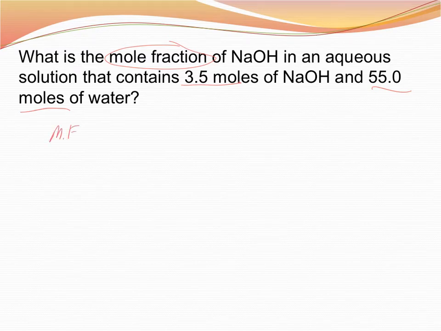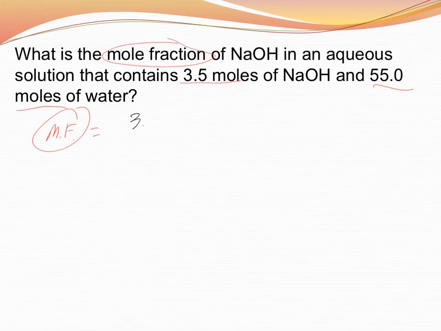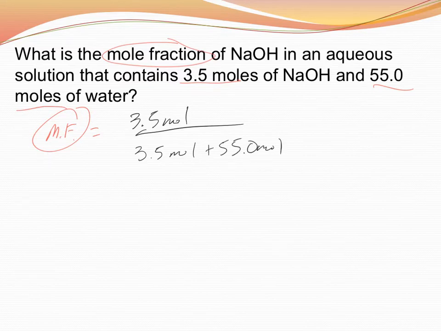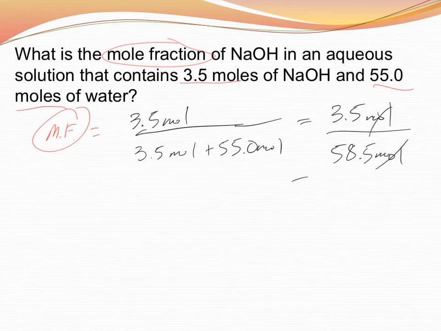So mole fraction equal, in this case, we know we're looking for this. I can just plug it in. The smaller number is 3.5 mole. The bigger number and the smaller number is in the bottom. So I end up with 3.5 mole over 55 plus 3.5, 58.5 mole. The unit cancel out. So there's no unit with this mole fraction ever. You punch it out, 0.0598 mole fraction, no unit.